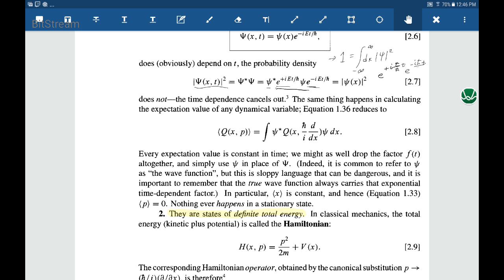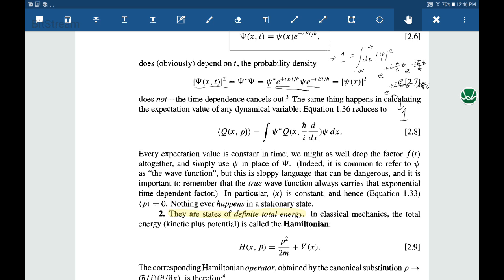And then we just add those together. So we have e to the plus i E over h bar t and e to the minus i E over h bar t, and those just cancel out, and I get that it just equals 1. So my time cancels out completely from my probability density function.